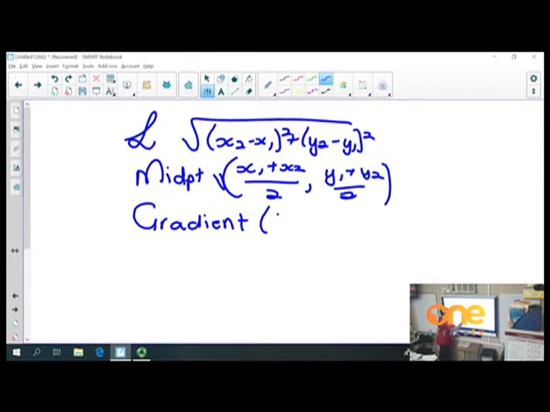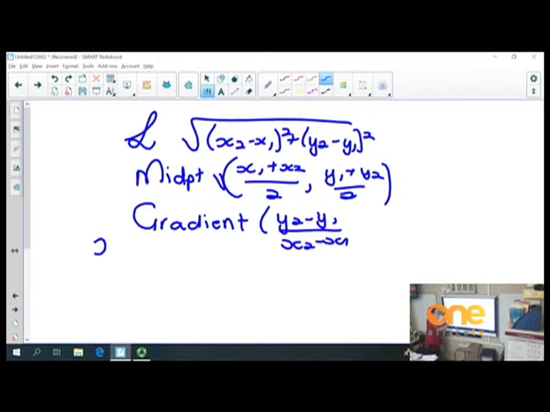The gradient then, y2 minus y1 over x2 minus x1, or delta y over delta x. And then we're looking at parallel lines and perpendicular lines. That's also important now. So we have to mark now, try now 10, number 2. Is that right?